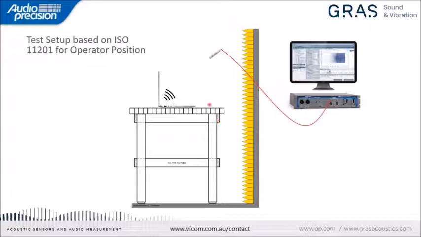The device under test is placed on top of this test table, and a free field measurement microphone is placed in the operator's position. And this operator position, according to the standard, can be different depending on the device. The important thing is that the specific position that we use has to be reported in the test.